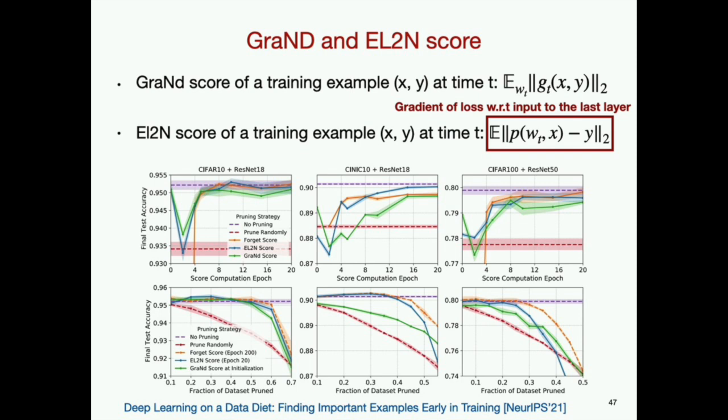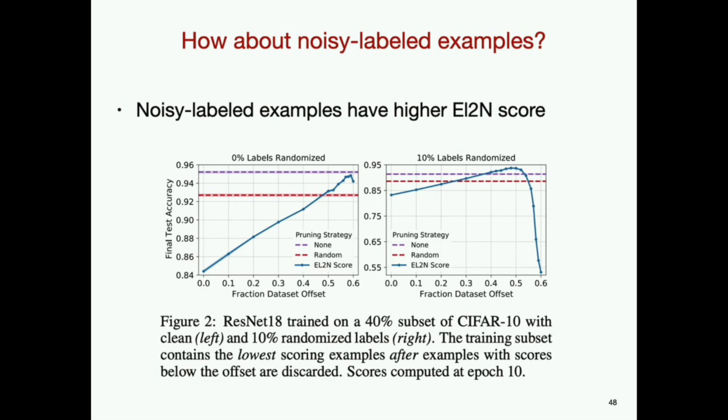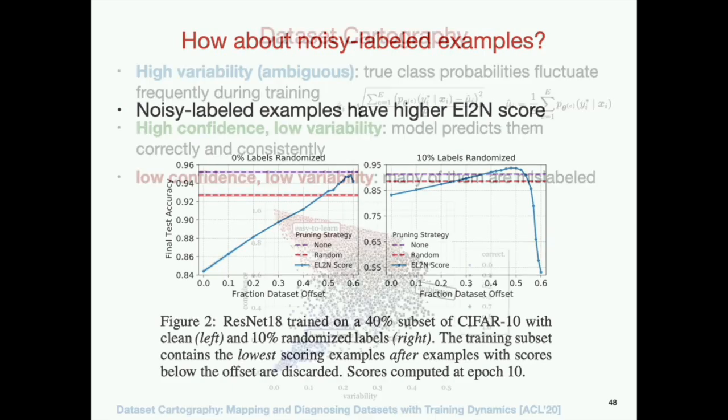Okay, this is also working. This is the blue line, and the forgetting score is the orange line. You can see that they are similar, and we can discard a lot of examples by keeping the more difficult examples without losing accuracy. GraNd is also affected by label noise, meaning that if we have noisy labels, we are going to select them, and that affects the performance.